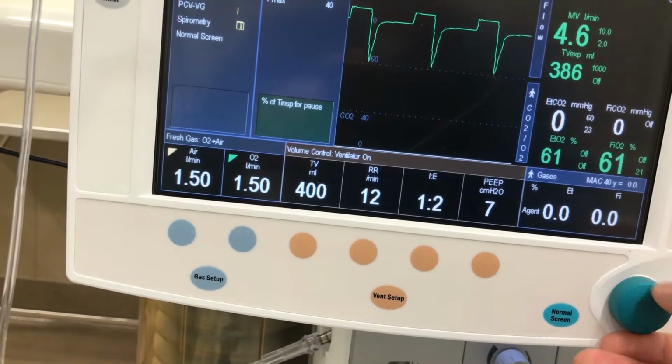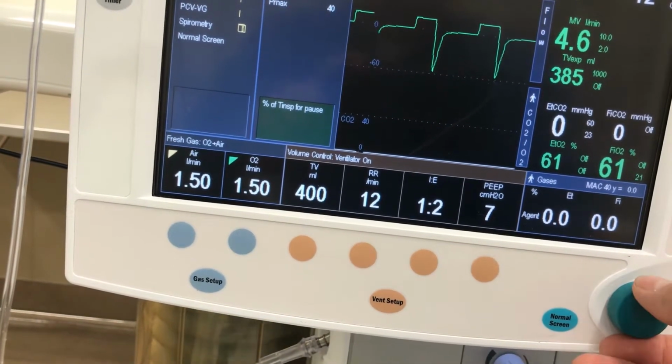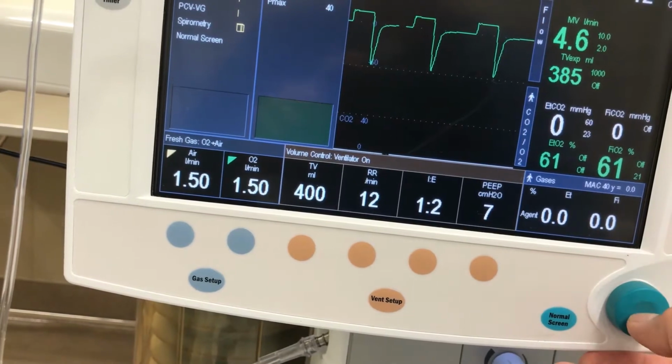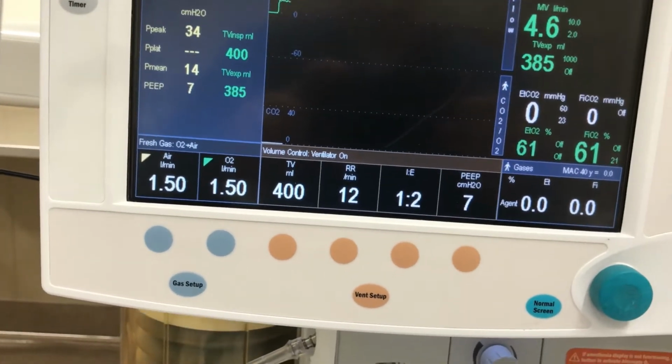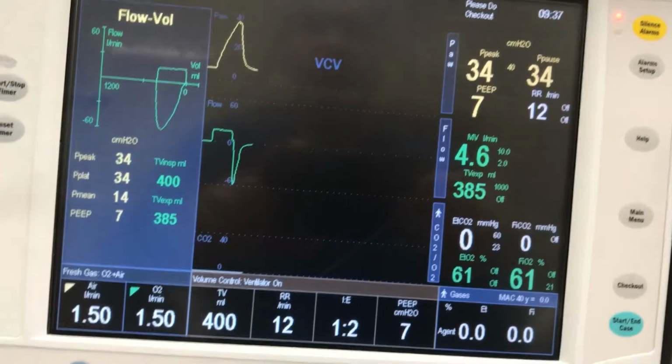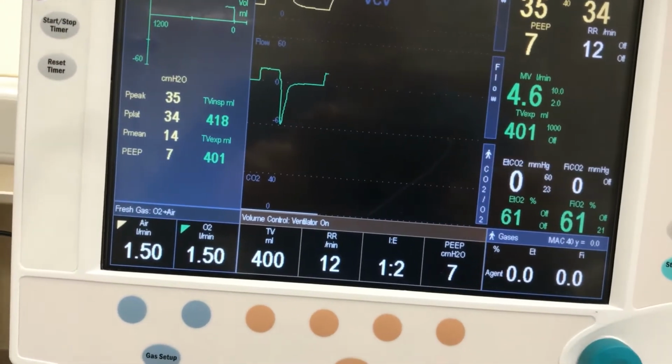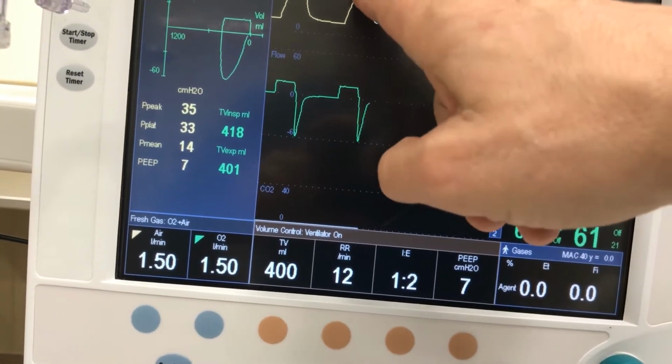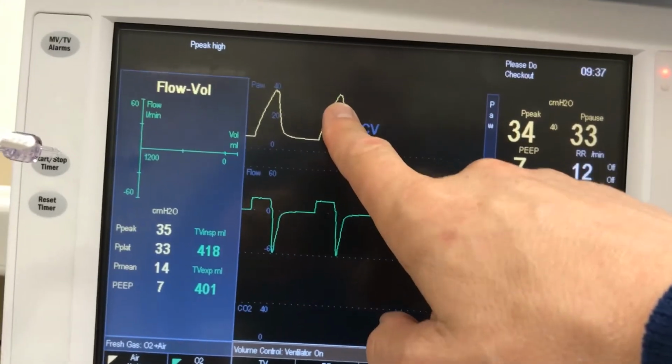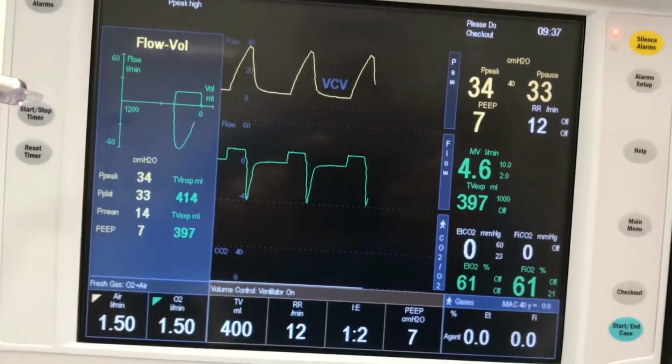So we need to set that to 10% of the I time. Once we do that, we'll start getting a little inspiratory pause. That will hold, and then we'll get our plateau pressure to show up in just a moment. And so as you'll see here, we've got just a little plateau at the top now, and that way we can get an actual true plateau pressure.